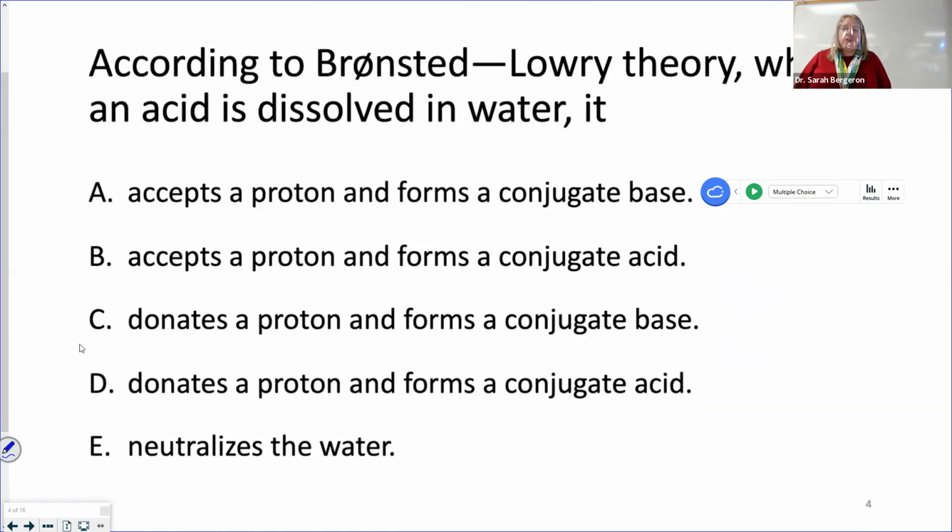All right, so thinking about that same definition, right? According to that Bronsted-Lowry definition of acids and bases, if you take an acid and you put it in water, it does what?